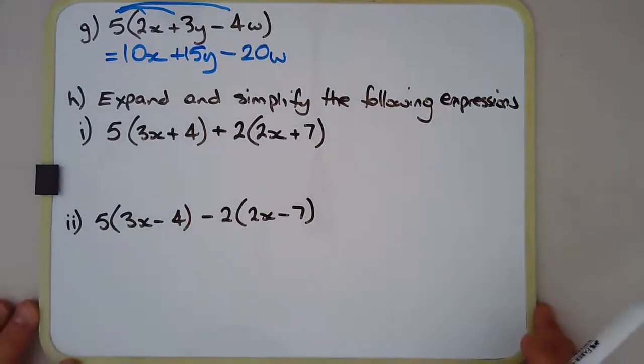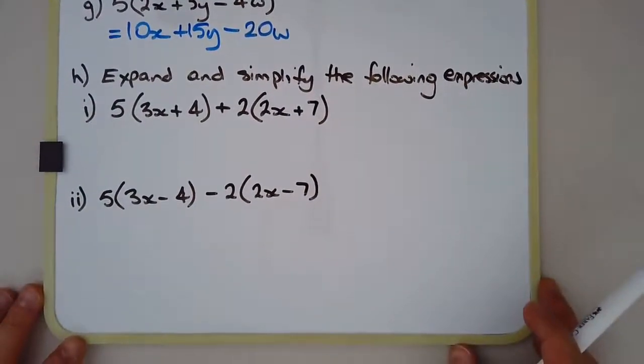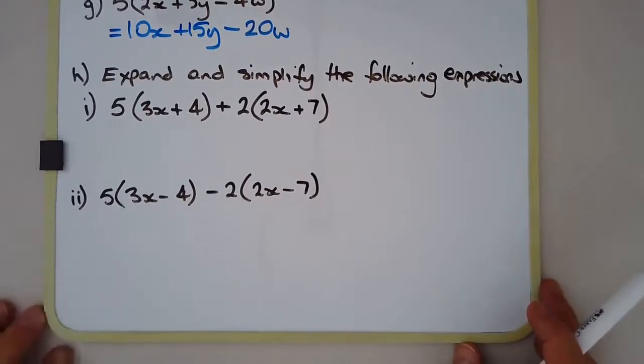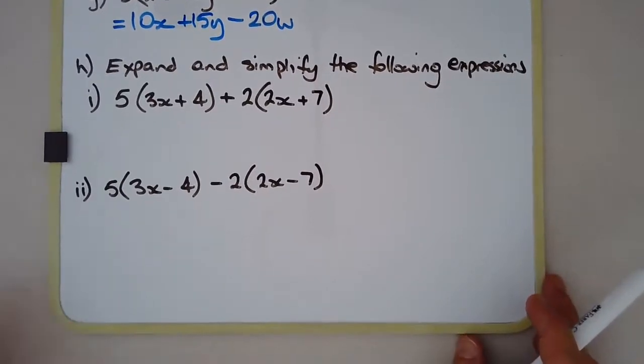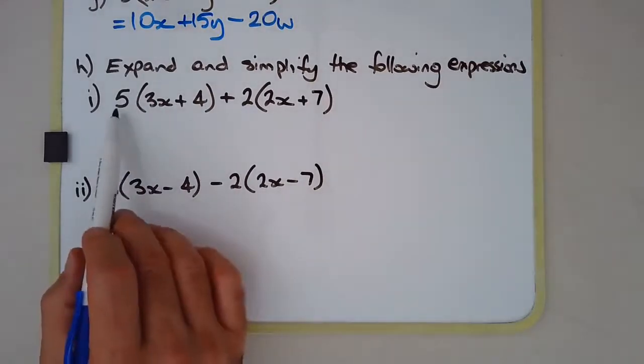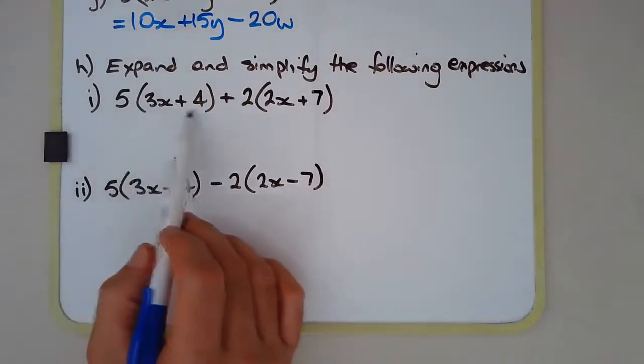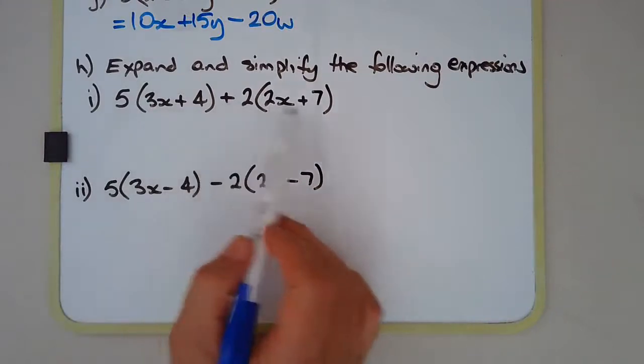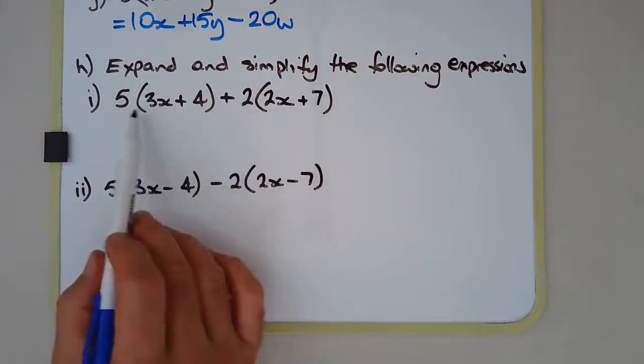Part H requires maybe an extra step, a little bit more work, not too much more though. I wouldn't say it's necessarily any harder, just an extra step. So expand 5 outside of 3x plus 4 plus 2 outside of 2x plus 7. This one's fairly easy, it's all positives.